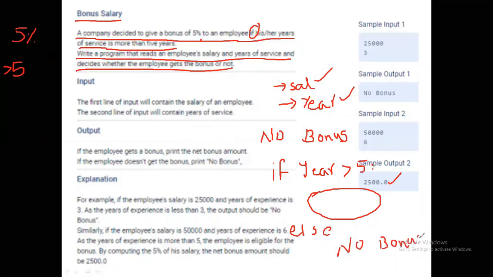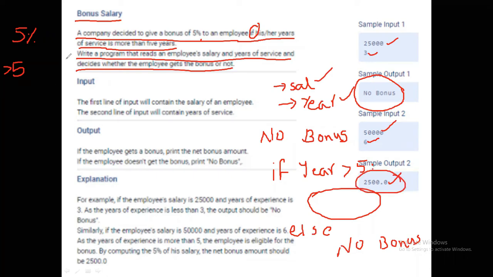Okay, so this is the example. Here the first one is 25,000 and the years of service is 3. 3 is less than 5, so 3 is not greater than 5, so it prints no bonus as output. In the second case, the salary is 50,000 and the years of service is 6 years. 6 is greater than 5, so he is eligible for the bonus and you are going to calculate the bonus.